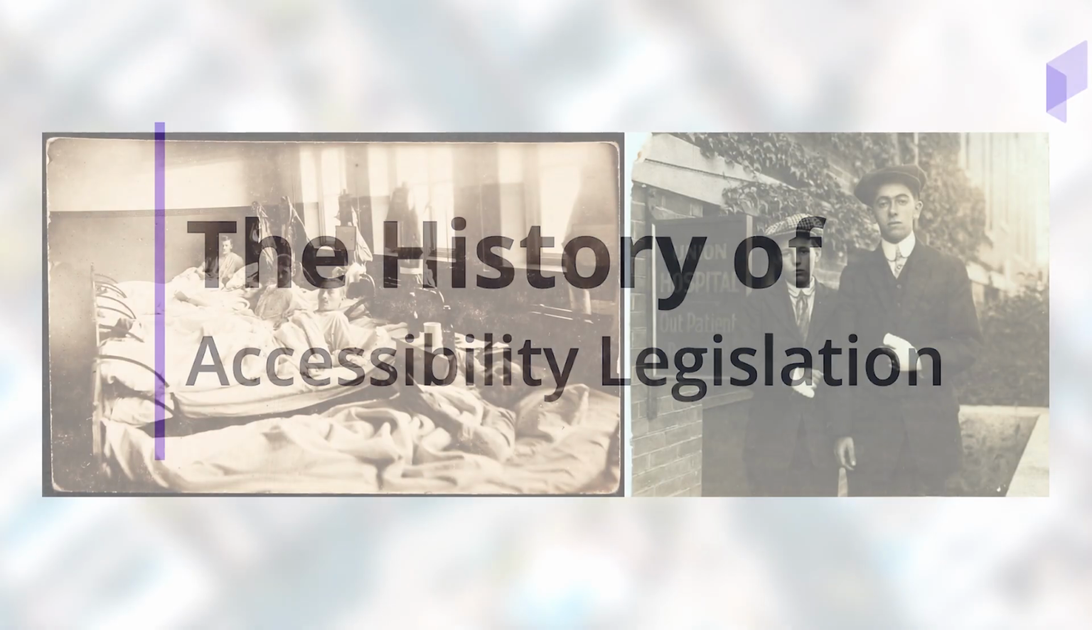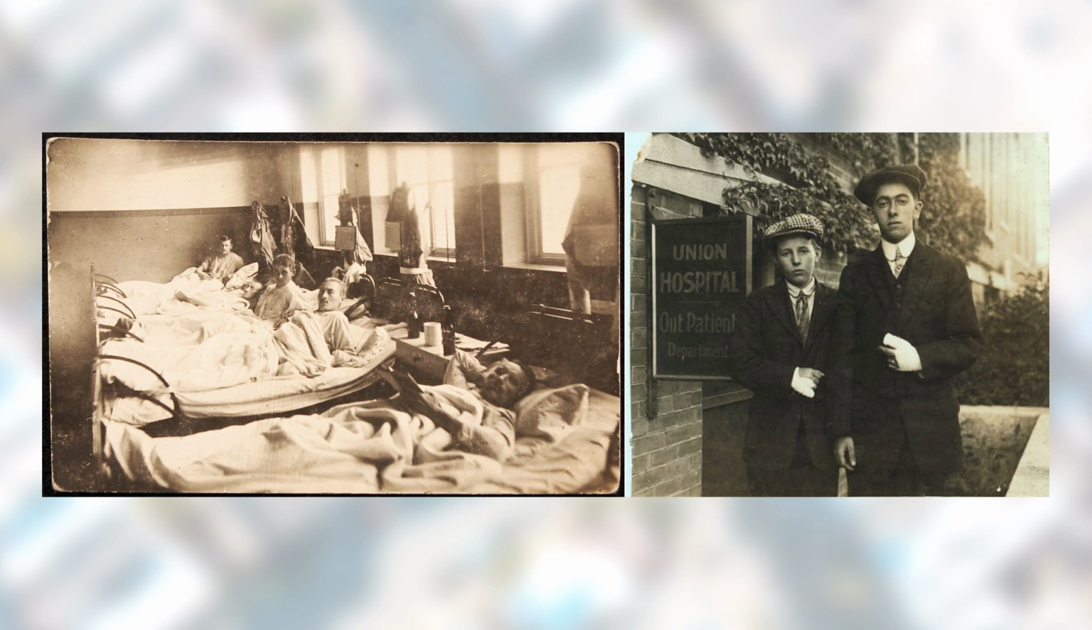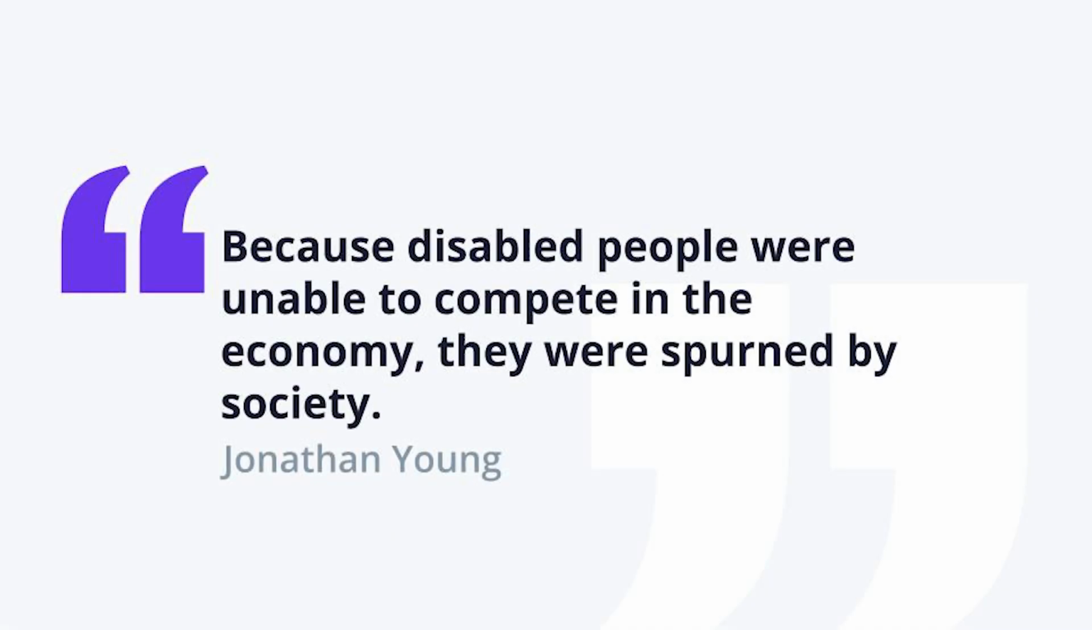It turns out that early attitudes, pre-19th century, towards the disabled in the world and in the US in particular, were characterized by a kind of moralistic benevolence. Handicapped citizens were considered to be part of the so-called deserving poor. This changed in the 19th century with the growth of a liberal, individualistic culture. As Jonathan Young writes, because disabled people were unable to compete in the economy, they were spurned by society.